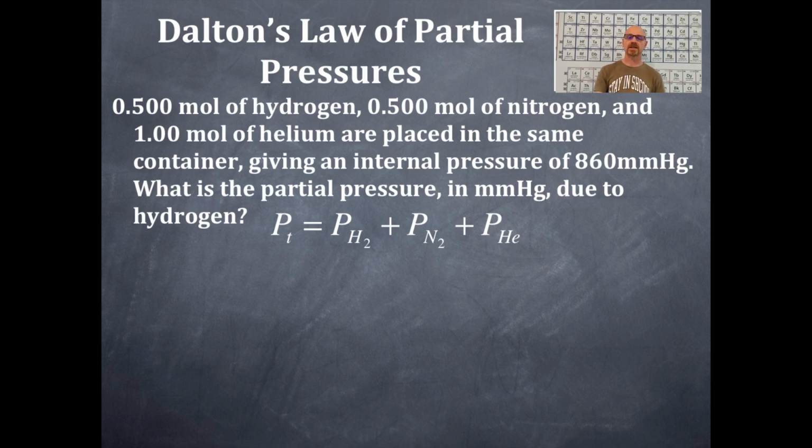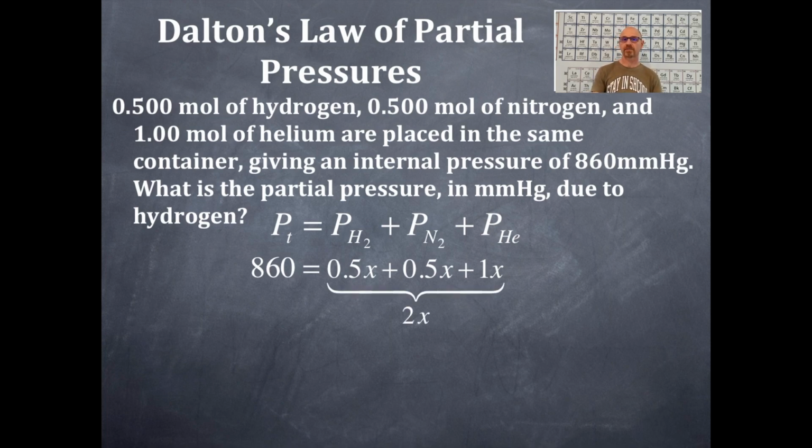So we're going to substitute in the total pressure for what the total pressure is. That's the 860 millimeters of mercury. Then we know the mole values, and that is a mole relationship between the hydrogen, the nitrogen, and the helium. So we're going to plug in those values, but in terms of x. We're going to sum these values of x together, so that's 0.5 plus 0.5 plus 1, that's 2x. And now we're going to solve for x. So 860 is equal to 2x. Divide by 2 on both sides, and then we're going to get x is equal to 430 millimeters of mercury.